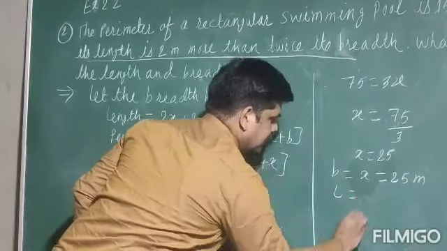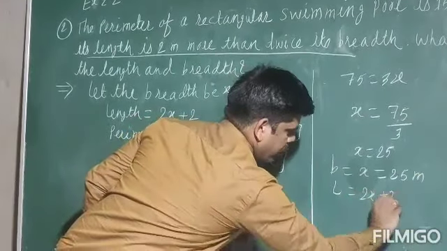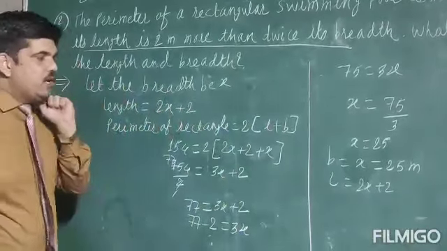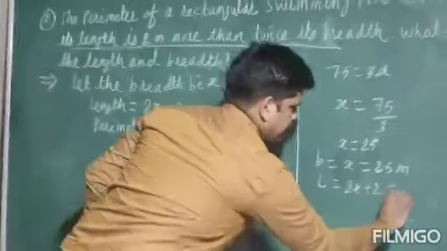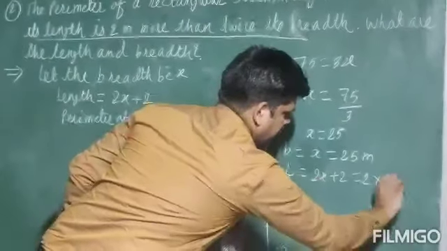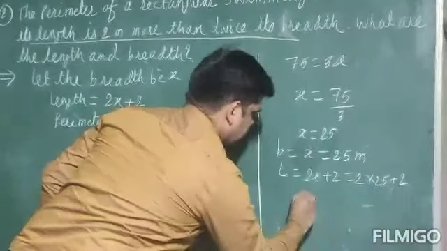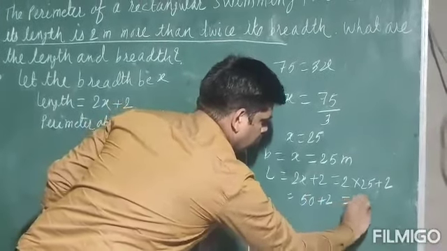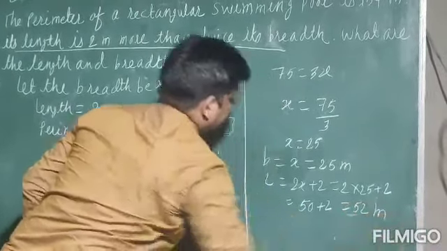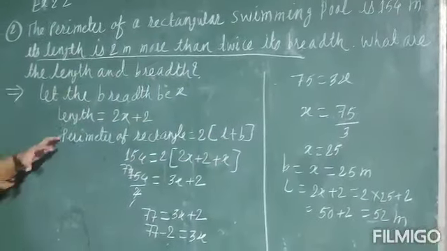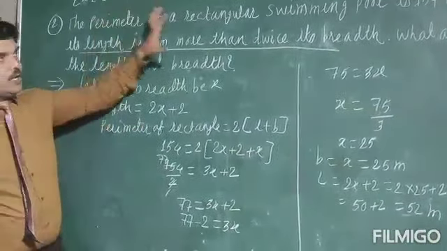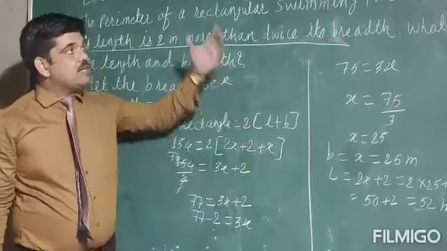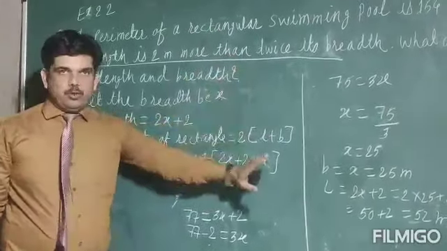Now L. Length is what? What is the length? 2x plus 2. This was the length. Now put the value of x. So it will be 2 into 25 plus 2. So it is 50 plus 2 is equal to 52 meter. So therefore the breadth of the rectangular pool is 25 meter and the length of the swimming pool is 52 meter. Okay.